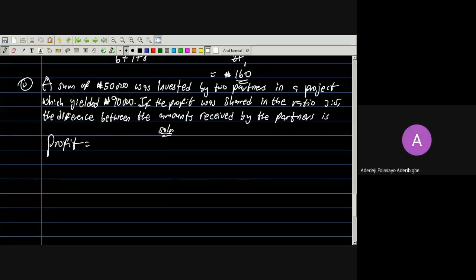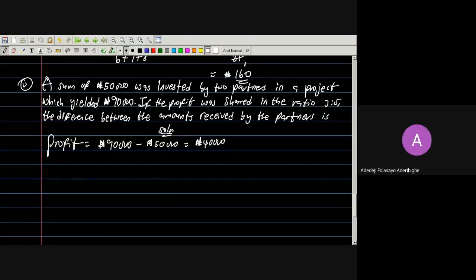40,000 naira, yes. So the profit is 40,000. You just remove the amount that you used to start the business, like you are selling in the market, then you know the amount you have made so far, and that is 40,000 naira. So it's this 40,000 naira they are now sharing in this ratio.